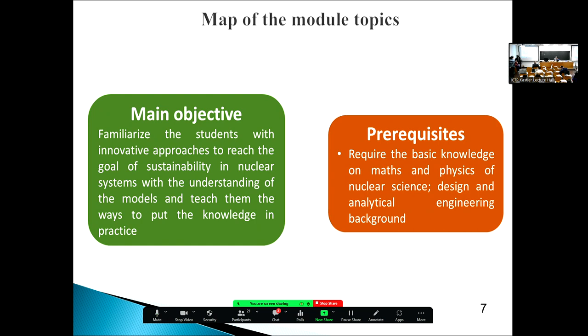So we came up with the main objective, which was to familiarize the students with innovative approaches to reach the goal of sustainability in nuclear energy systems by understanding the models and to teach them the ways to put the knowledge in practice. And the prerequisites for the course would be a basic knowledge of maths and physics of nuclear science, design and analytical engineering background. And the second prerequisite, which we forgot to mention here, was the knowledge of the completion of module 1 and module 2.